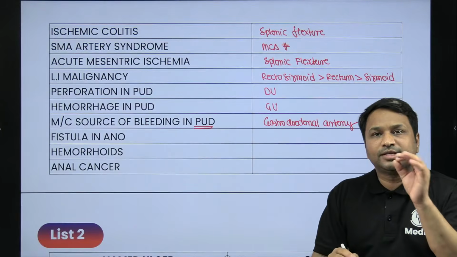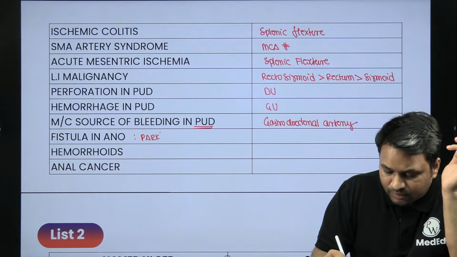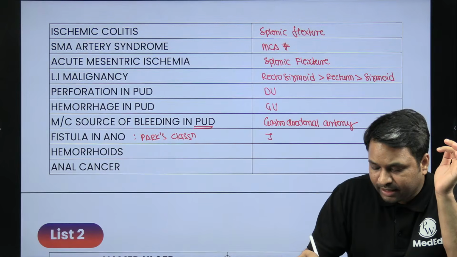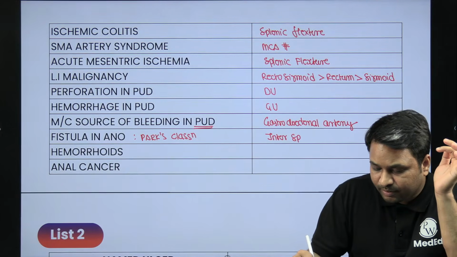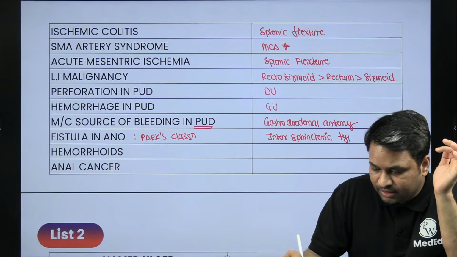Fistula in ano, if they ask you what is the most common type according to the Parkes classification, the most common is going to be the intersphincteric type.